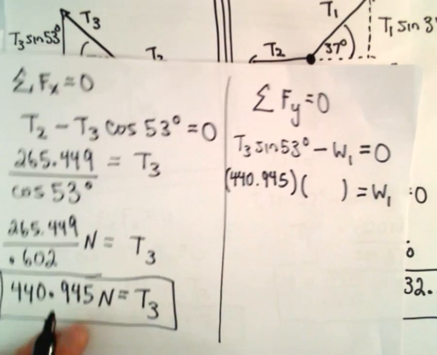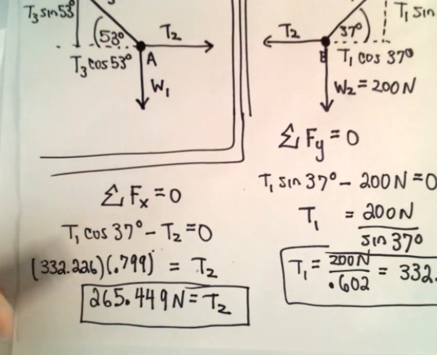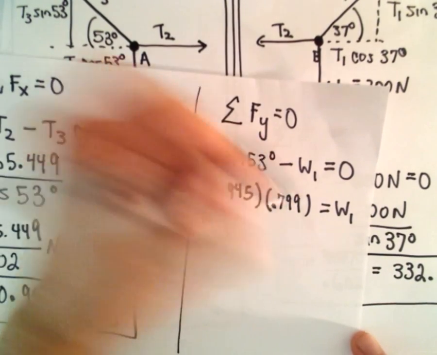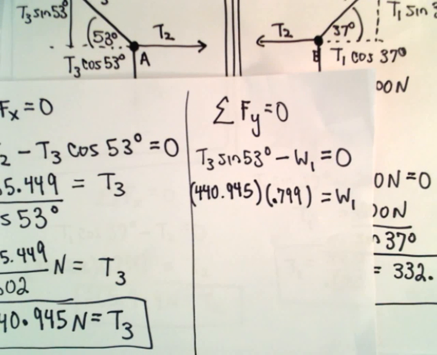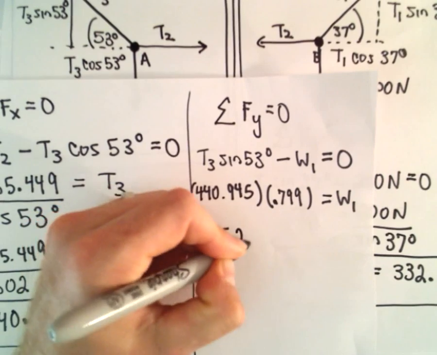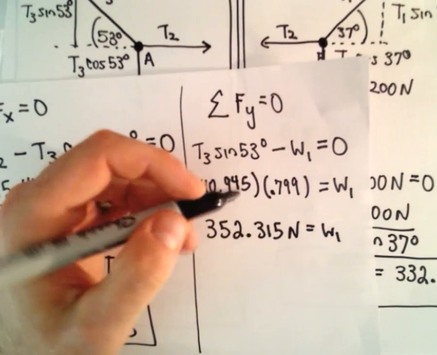Sine of 53 degrees is going to be the same thing as cosine of 37 degrees, and we rounded that and said it was 0.799. So now all we have to do is this last bit of arithmetic, and we've got every value that we wanted. 440.945 multiplied by 0.799, I'm getting this to be 352.315 newtons. All right, so there we are.